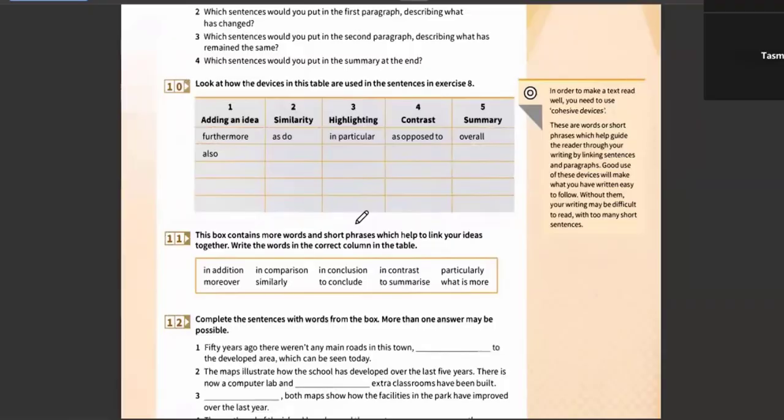Yes, I'm done. Okay, so give me the phrases that should be put under the first device, that is adding an idea. In addition, moreover, what else? Very good. Number two, similarly, very good. Anything else? No. Okay, very good. And number three, particularly, very good. Then number four, in comparison, in contrast, very good. And the last one for summarizing: in conclusion, to conclude, to summarize.